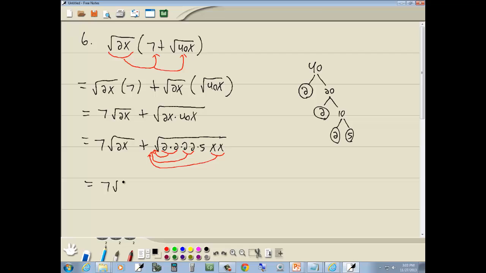So we got 7 square root of 2x plus 2 times x. And then we're left with a 5 inside. Which gives us 7 square root of 2x plus 2 times 2 is 4x square root of 5. And that's our answer.